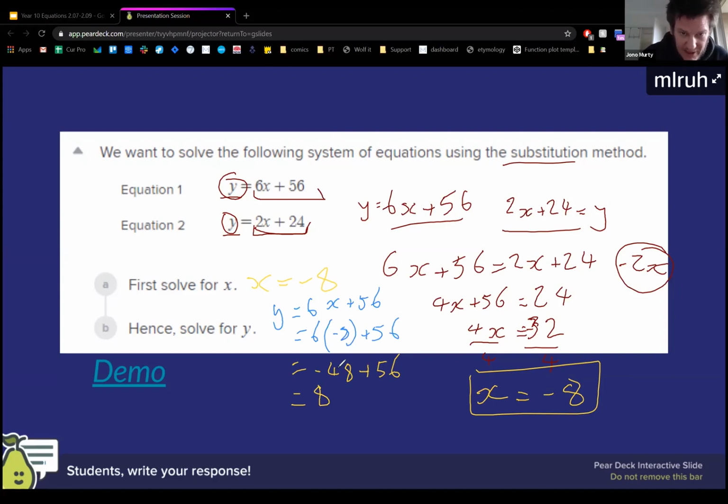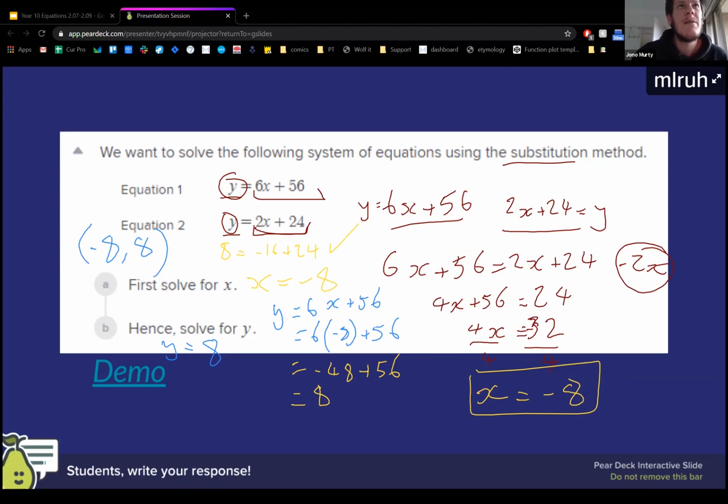Let's double check in the other one. If y is 8, does that equal minus 16 plus 24? Yes, it does. So we know the answer must be y equals 8. So our set of solutions, our solution pair is minus 8, 8.